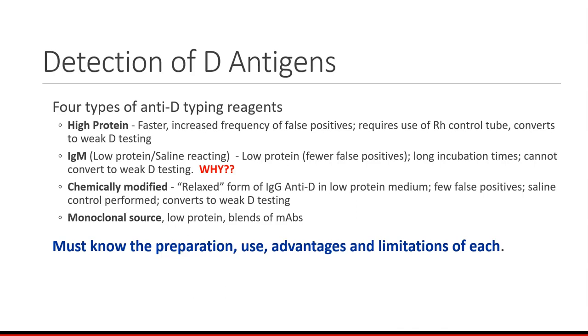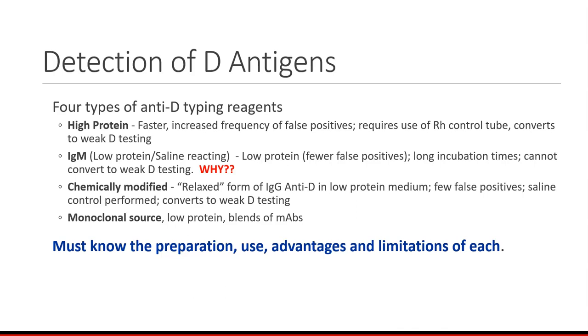Because when you do a weak D test, you incubate at 37, and then you add anti-human globulin serum. What does the anti-human globulin serum detect? IgG coating the cells. What antibody class is in the low protein? IgM. So it can only be used for room temperature testing.